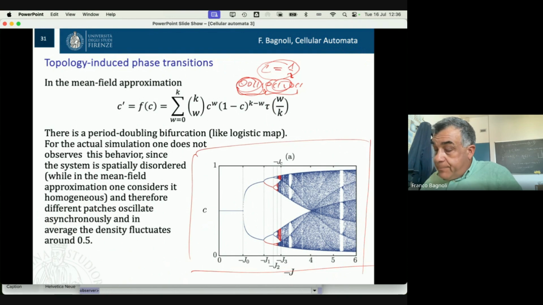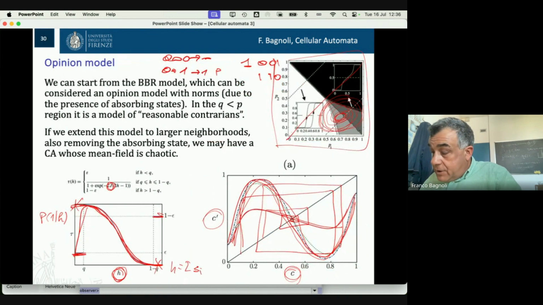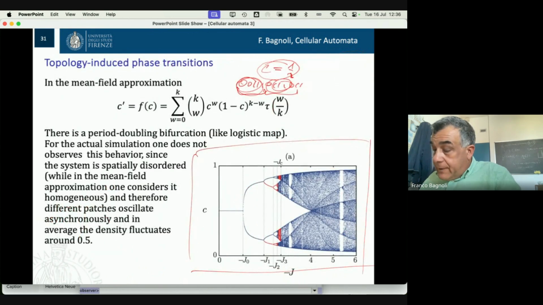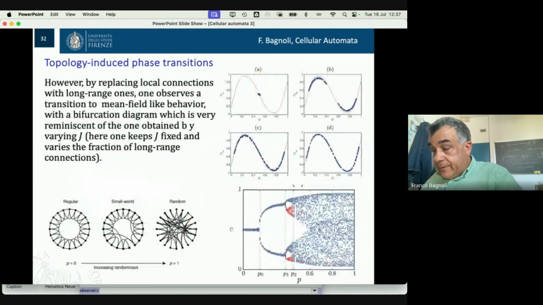So these are for the mean field map. For the mean field map, changing the parameter J, you see that you have essentially a bifurcation diagram similar to that of the logistic map. You pass from a stable state at 1/2 to a period 1, then period doubling. Actually, this is some particular case, but you have a period doubling, and then you have chaos with the periodic windows, and so on. This is for the mean field map.